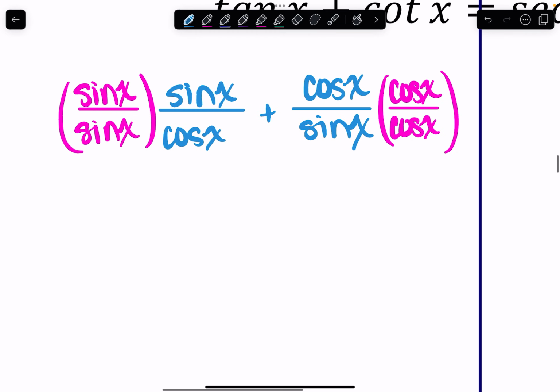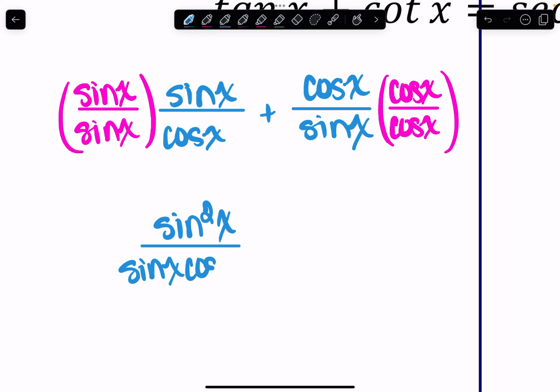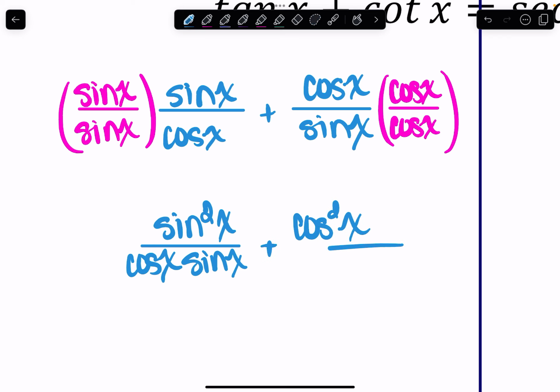All right, so top times top, bottom times bottom, that's going to give us sine squared over sine x, cosine x. The order you write them in doesn't matter, just be consistent. I usually put cosine first, so I'm just going to go ahead and do that now. I like to go alphabetical. Plus, and then the second one's going to be cosine squared over cosine x, sine x.